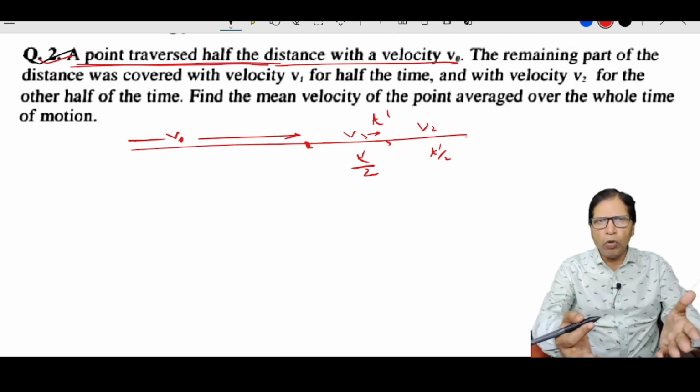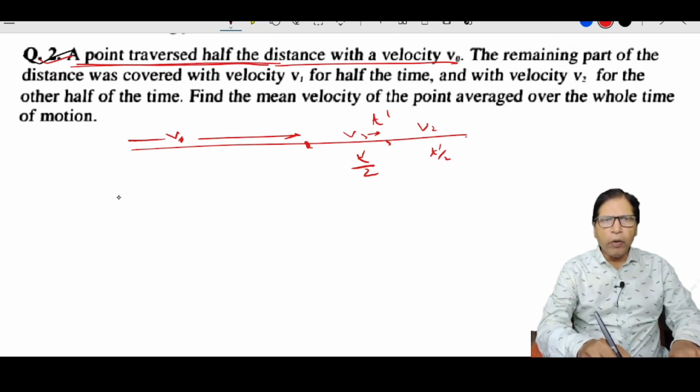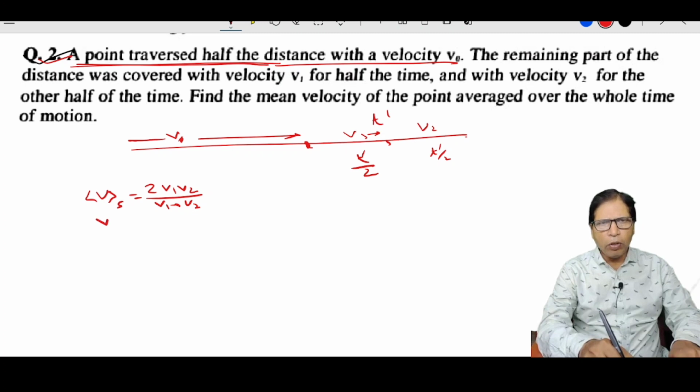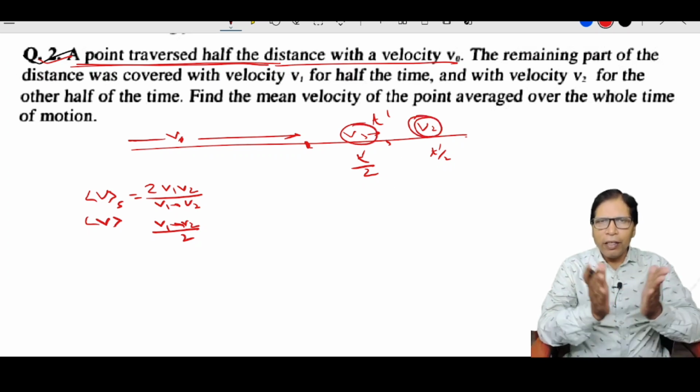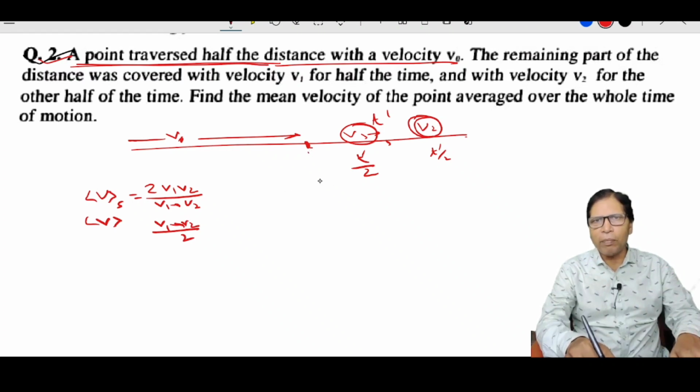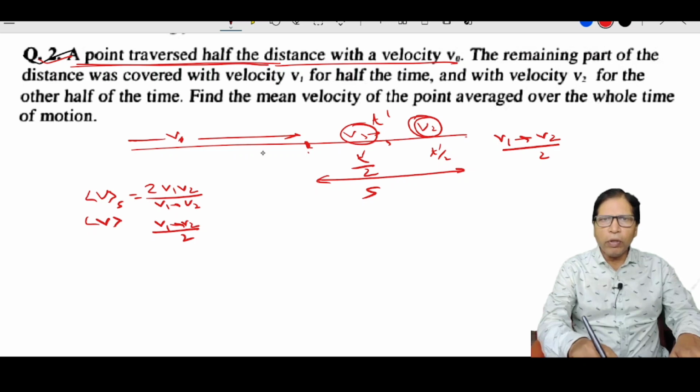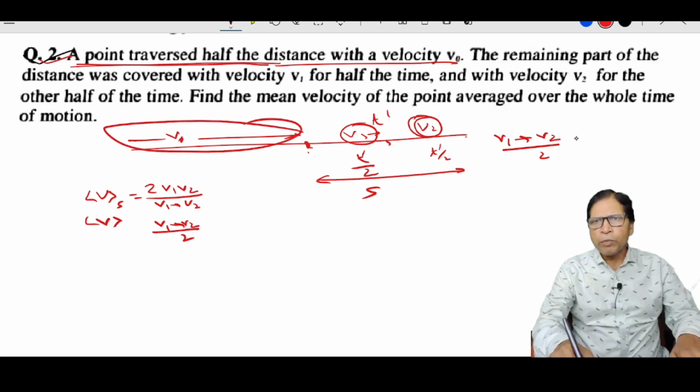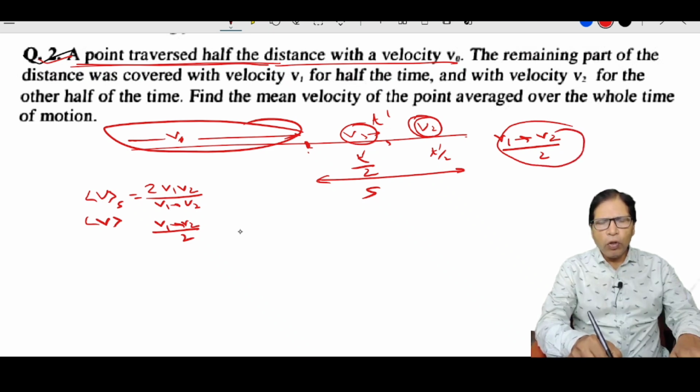To solve this numerical, we have to know the average velocity for equal distance and for equal time. Average velocity for equal distance is 2 v1 v2 divided by v1 plus v2, and average velocity for equal time is (v1 plus v2) by 2. So v1 velocity and v2 velocity are for equal time intervals. The average velocity for the second half of the distance is (v1 plus v2) by 2. In the first half the velocity is v0, in the second half (v1 plus v2) by 2. So the average velocity in the total journey is 2 v1 v2 by v1 plus v2.